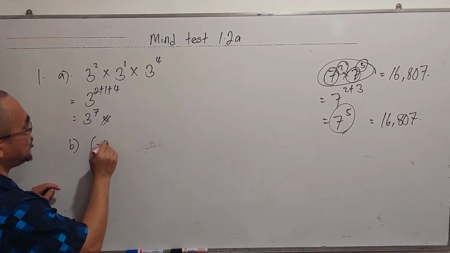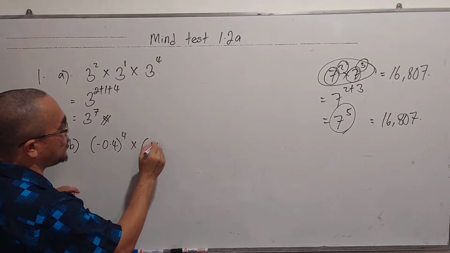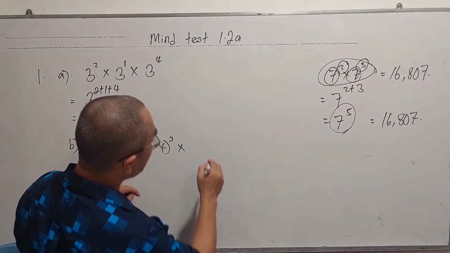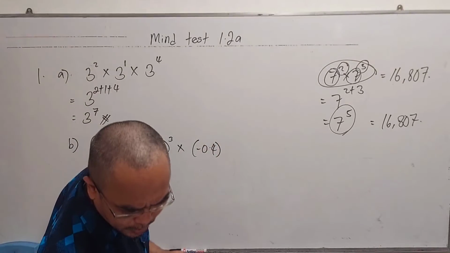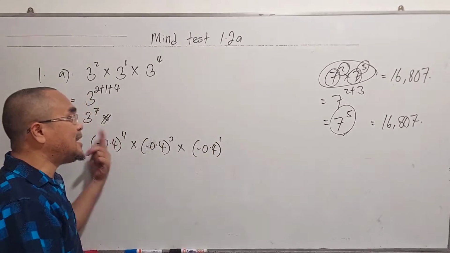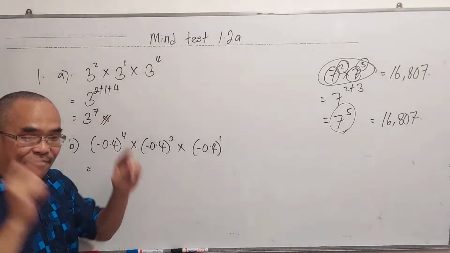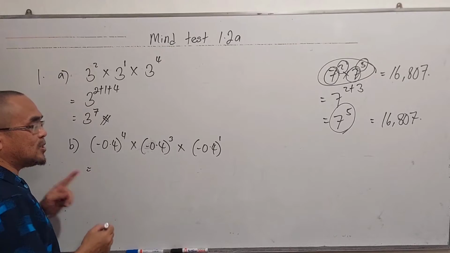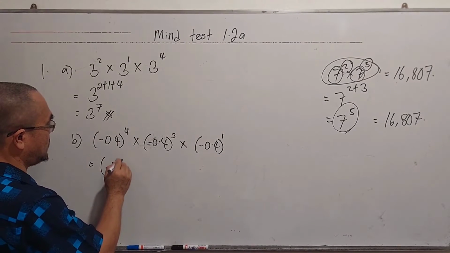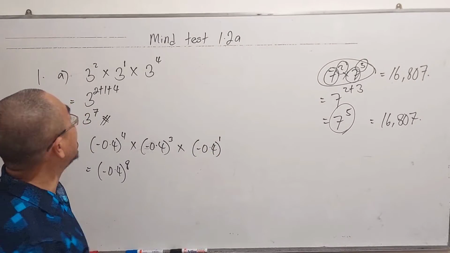negative 0.4 to the power of 4 times negative 0.4 to the power of 3 times negative 0.4 to the power of 1. Not written, so you write 1. Actually it's not professional to write 1, but it's safe. So what is the answer to simplify this? Negative 0.4 to the power of 8, because 4 plus 3 plus 1.